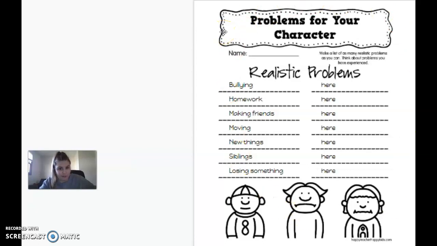Now I thought of some more problems that could be maybe Mrs. Hershey's sister or brother, or maybe my other character that I'm going to create. Maybe they have a wiggly tooth. That could be a problem. Or maybe a birthday party didn't go well. So birthday party.